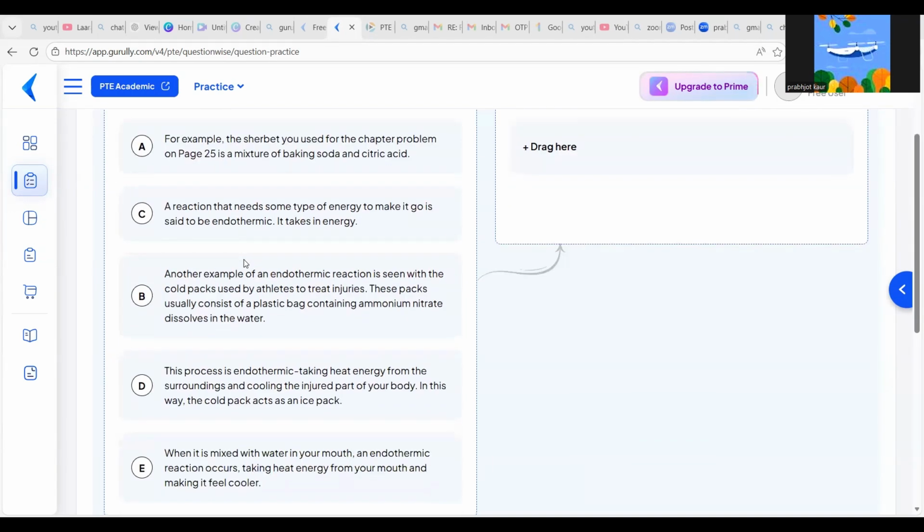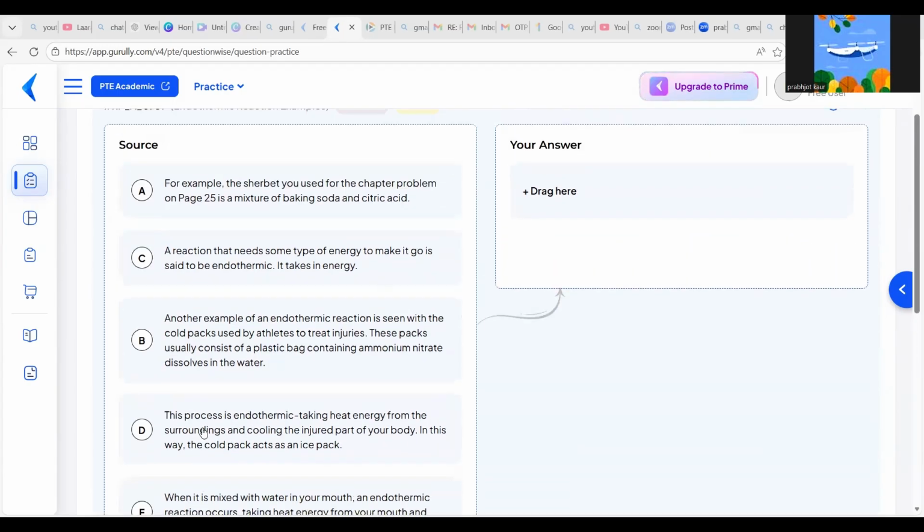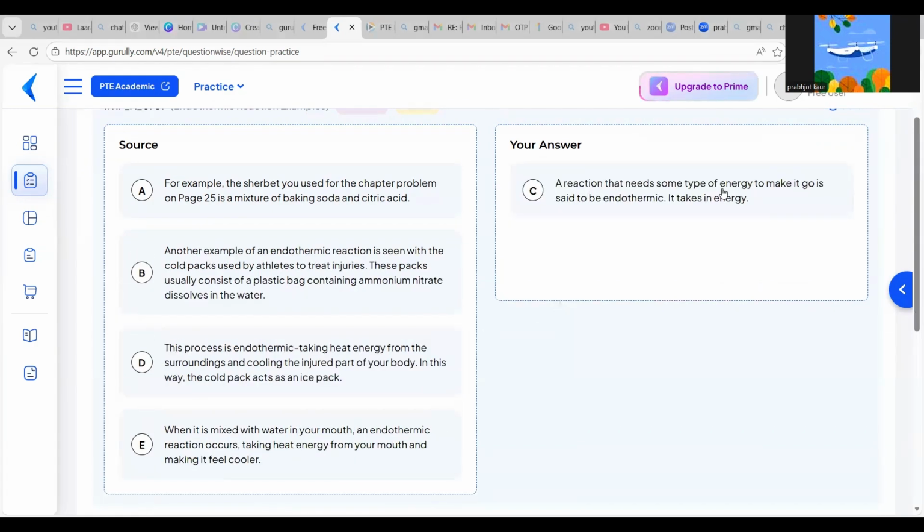So here, for example, we can't write this first. "For example, a reaction" can't be first. "Another example", no. "This process", before that there must be something else, so we can't drag "this process" here. We can't write "it is mixed" either. So there is something else before. "A reaction that needs some type of energy to make it go is said to be endothermic. It takes in energy." So this is the first general idea.